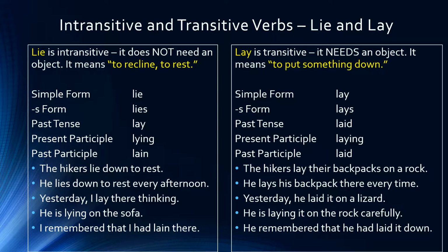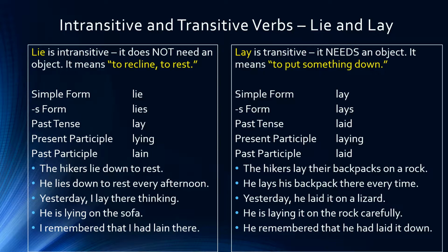But again, let's go back to the word lie. The hikers lie down to rest. He lies down every afternoon. The past tense is lay. Yesterday, I lay there thinking. The present participle is lying. He is lying on the couch. And the past participle is lain. I remembered that I had lain there. That is the word lie. It does not need an object. It is an intransitive verb.